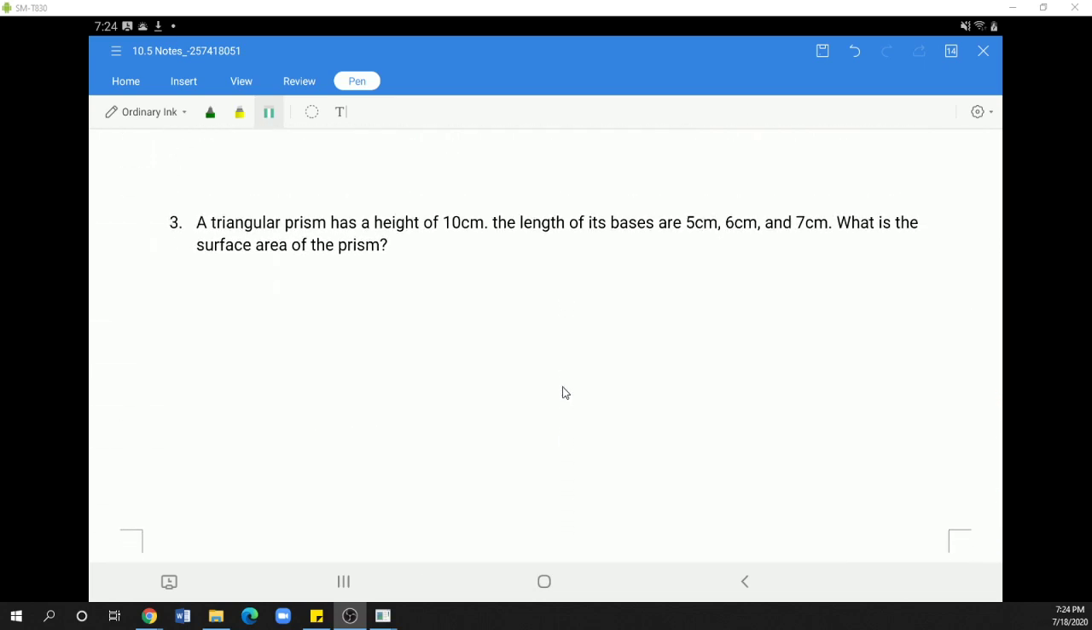So let's do one like this. Here we have a triangular prism. I could draw it. It has a height of 10 centimeters. Because it's a prism, I don't need to know slant height or anything like that. So I say, okay, P is equal to 5 plus 6 plus 7, which is 18 centimeters.